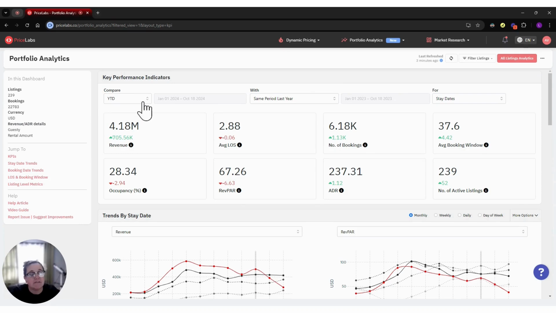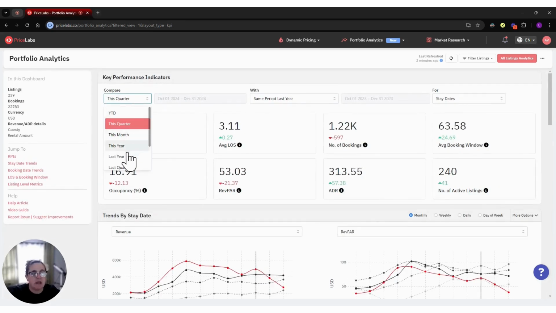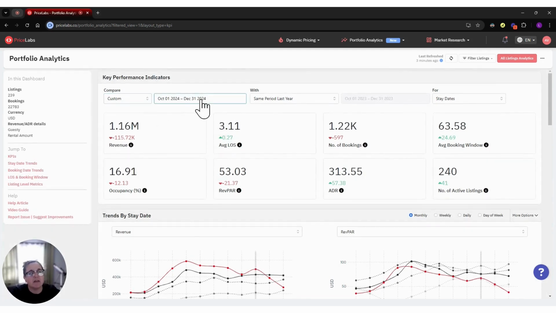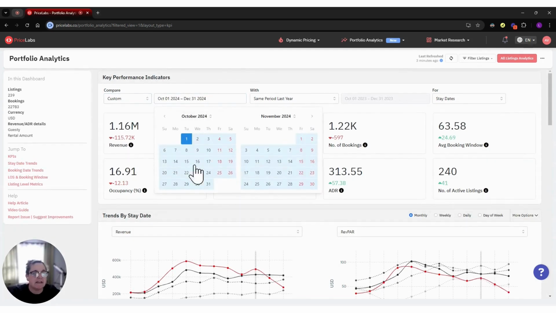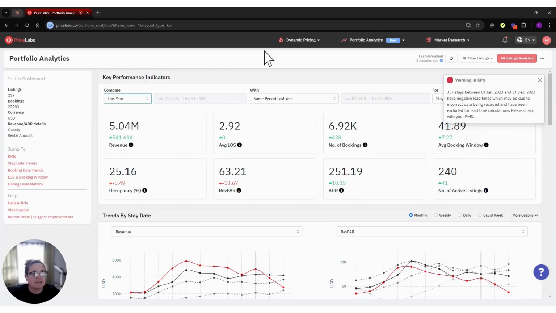In this instance, I've got YTD, which means year to date, and you can confirm the dates that it's going to pull info for. In my instance, it's January 1st through October 18th of this year. If you'd like, you can click on this and change it to this quarter. You can change it to any variety of these, or you can do a custom date range. Then you'd click on this section and be able to select which dates you'd like to compare. I'm going to keep this at this year.